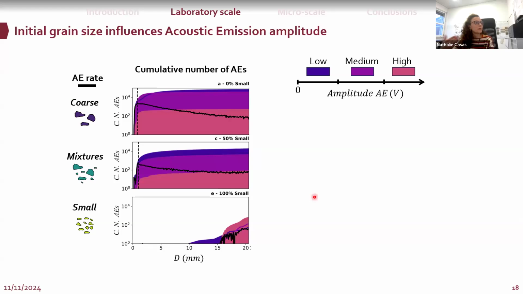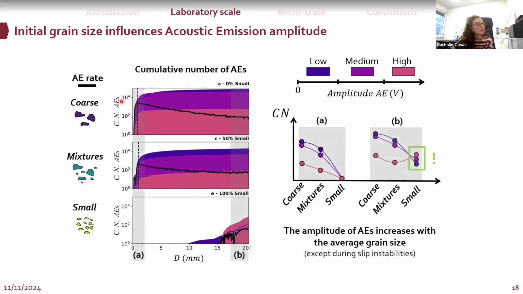Now we could go a bit further within this acoustic emission amplitude by dividing the amplitude into 3 categories: low, medium, and high amplitude acoustic emissions. And here you see the cumulative number of acoustic emissions as a function of the fault displacement for 3 different mixtures: initial coarse, 50-50 mixtures, and the initial small. And what we can see is that not only the acoustic emission rate is a function of the initial grain size, but also the amplitude of acoustic emission.